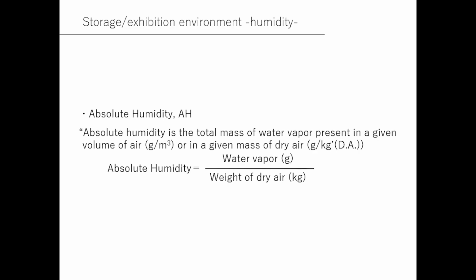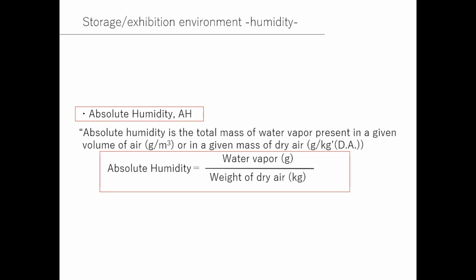Next, I will explain humidity. Humidity has two definitions. One is relative humidity, which we use often. The other is called absolute humidity, which may not be very familiar to you. The definition of absolute humidity is the amount of water vapor contained in 1 kilogram of dry air, as expressed by the formula shown here.